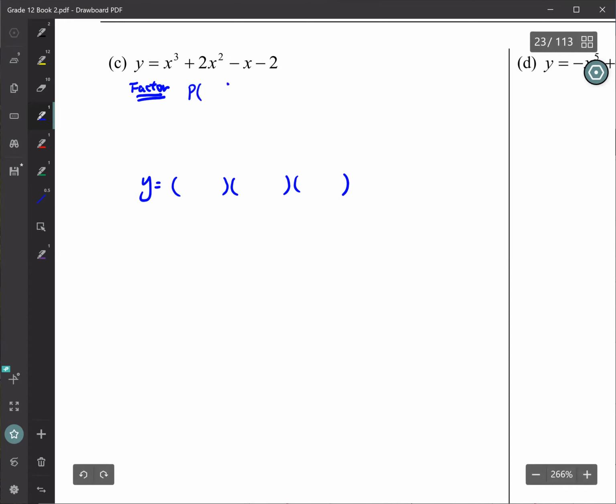You need to find p of something equal to 0. Please raise your hand if you got the factor.